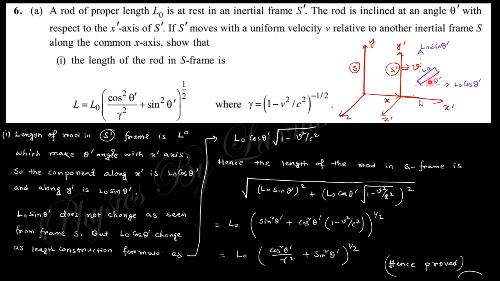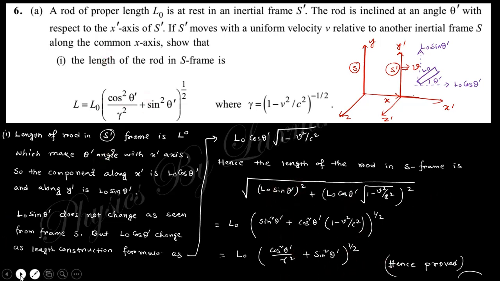The length of this rod in the S prime frame is L naught, which makes angle theta prime. So along that direction, the length will be L naught cos theta prime, and along the perpendicular direction, L naught sin theta prime. With respect to the S frame, this perpendicular distance does not change, but the parallel distance must change according to length contraction. So the final length will be this square plus this square. If you just square and add, you will get this relation.